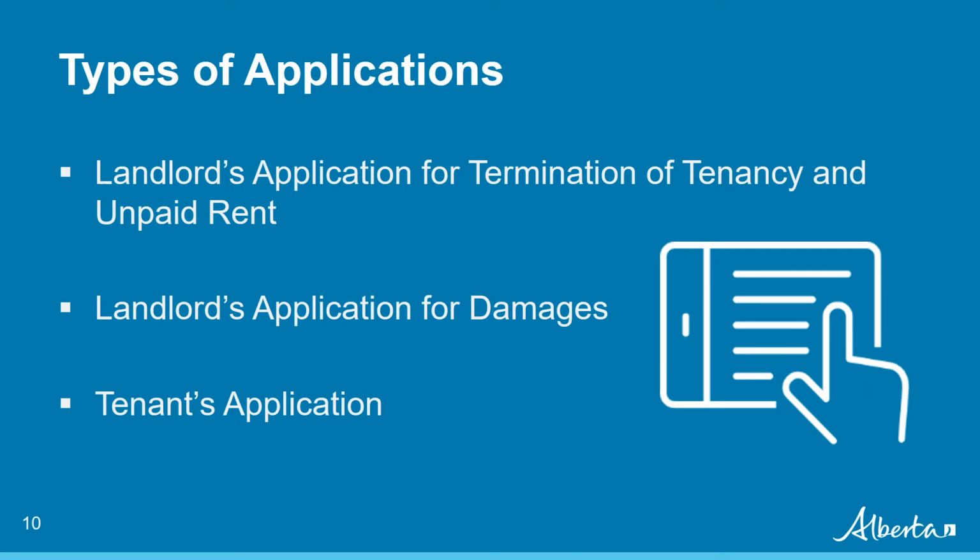Types of applications. Landlord's application for termination of tenancy and unpaid rent. This application is completed by landlords when their tenant is still residing in the rental premises. Landlord's application for damages. This application is completed by landlords when their tenant no longer resides in the rental premises. For more information on filing a landlord's application for damages, see the RTDRS damages tip sheet. Tenant's application. This application is completed by tenants who are filing a claim against their landlord whether the tenant has moved out or is still residing in the rental premises or mobile home site. For more information on filing a tenant's application, see the RTDRS damages tip sheet.